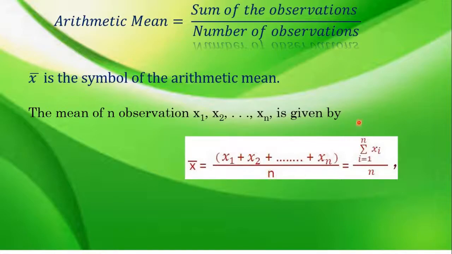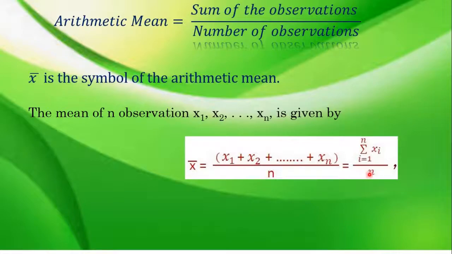This formula came from the previous one. We find the sum of the observations in the numerator and the number of observations in the denominator. There are n observations and the observations are x1, x2, x3. We find the sum of the observations and it is divided by the number of observations n.